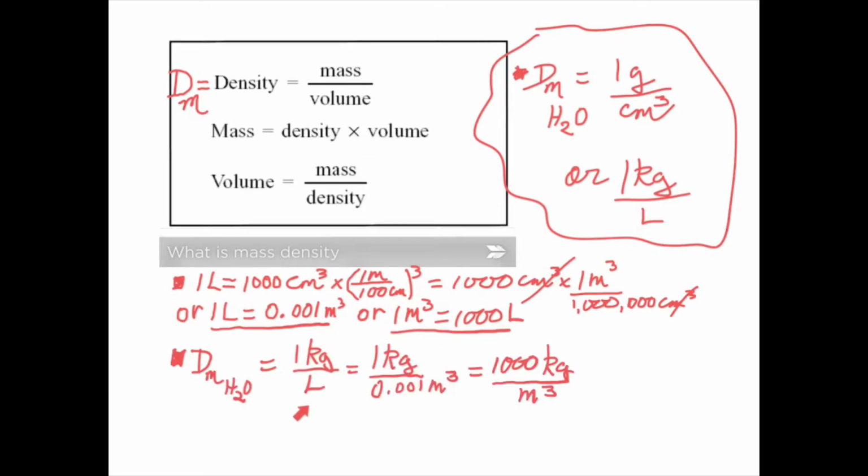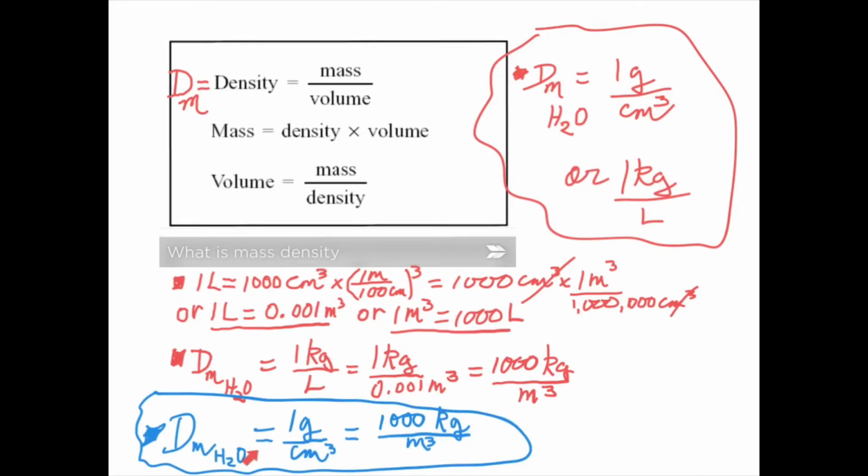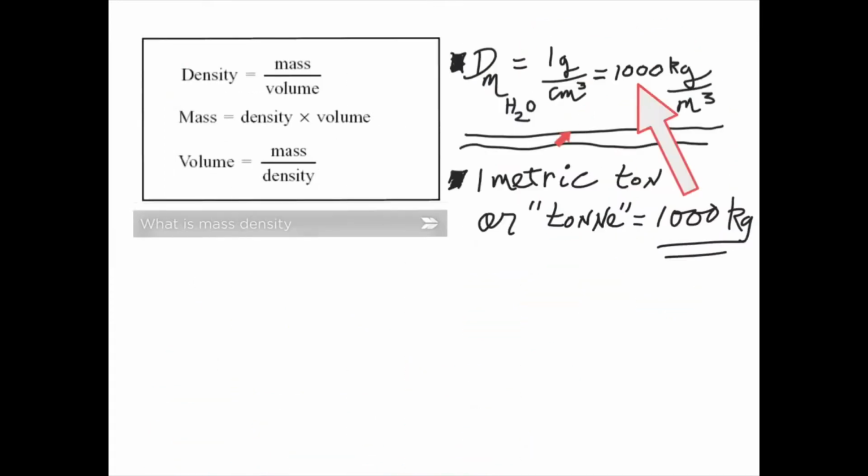Using the fact that 1 liter is also 1/1000th of a cubic meter, we see that the mass density of water is 1 kilogram per liter, or 1 kilogram per 1/1000th of a cubic meter, which is 1,000 kilograms per cubic meter. In summary, the mass density of water is 1 gram per cubic centimeter, or 1,000 kilograms per cubic meter. We now know that the mass density of water is 1,000 kilograms per cubic meter.